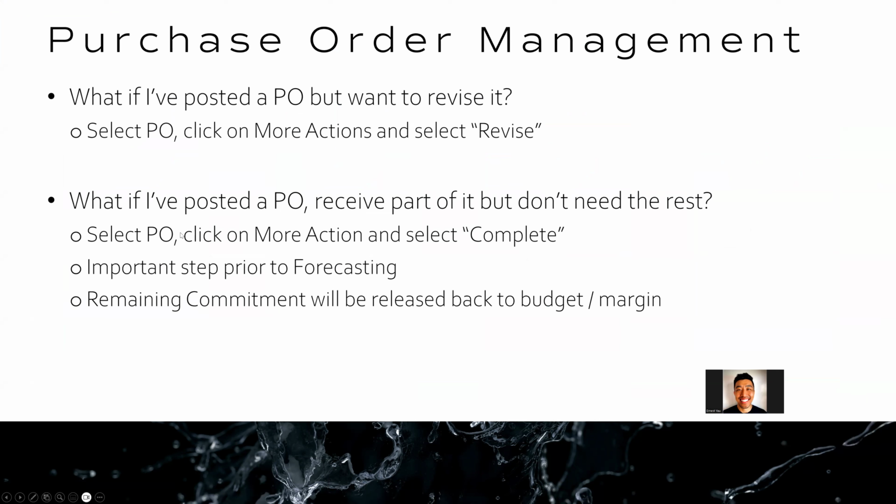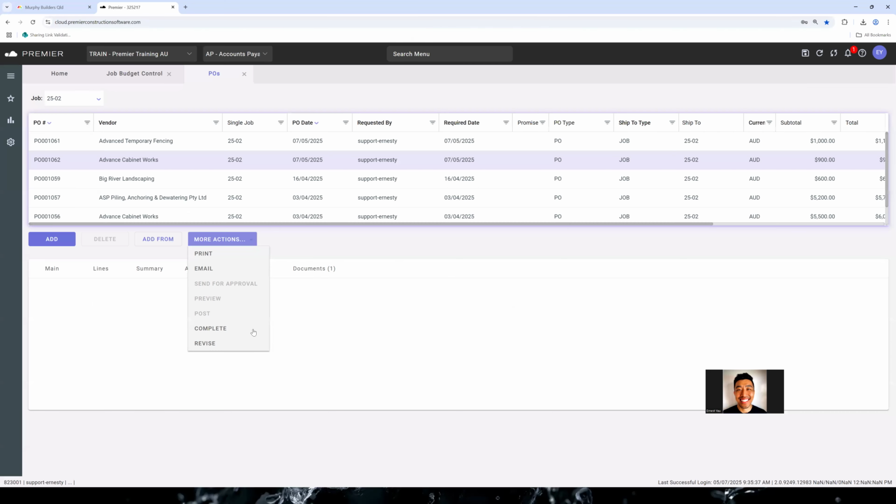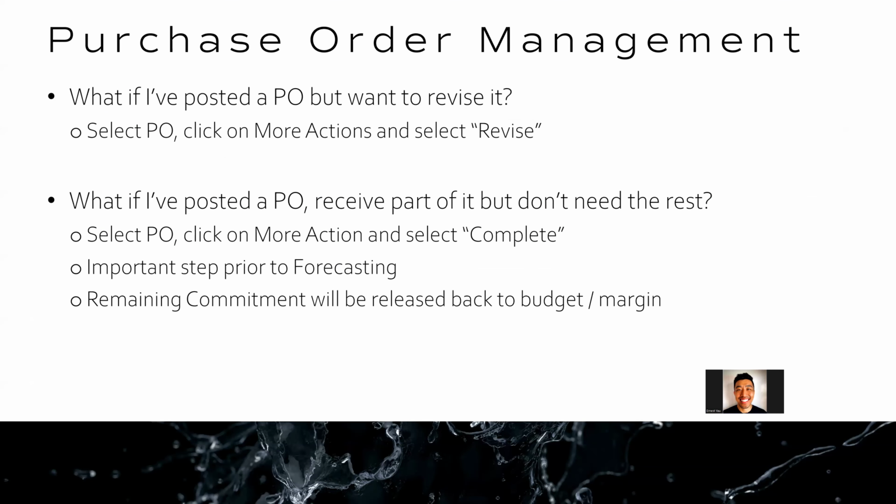And what that's for is, let's just say you've ordered 10 widgets and you only received 8, but the supplier was not going to fulfill the rest of the widgets. You could go ahead and mark the PO as complete. So you can see this little more actions complete button there, and that'll close off that PO so it no longer shows as an outstanding commitment. So that's another little bit of the PO that's different to subcontract.